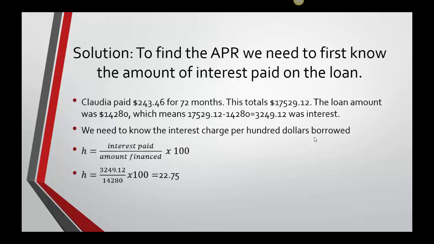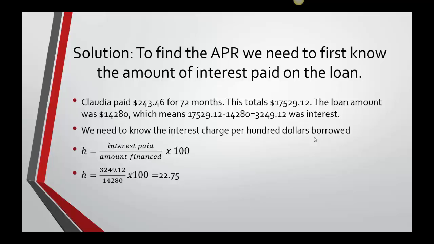All right, so to find the APR, we need to know a few things. One of the things we need to know is how much interest she paid on the loan. So to figure out the interest, we take the payments times the number of payments. So I had 72 payments of $243.46, which says that's a total of $17,529.12. The loan was for $14,280, so when I find the difference of those two numbers, I find out $3,249.12 was interest.